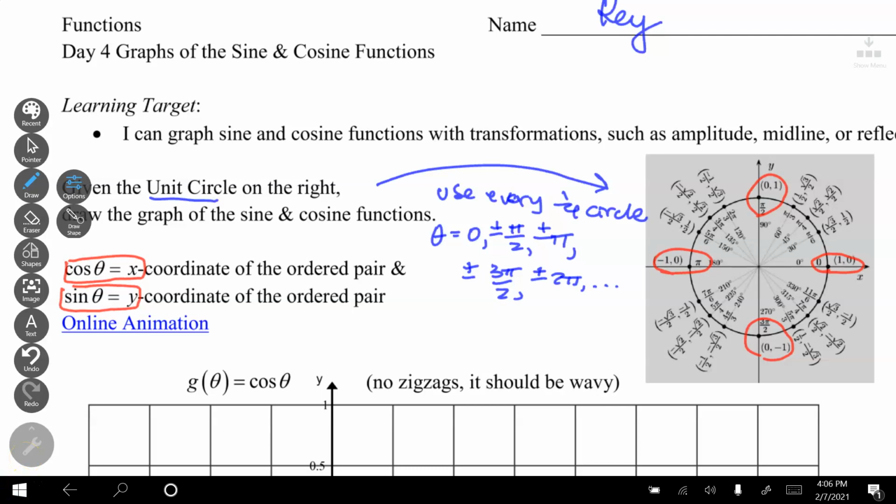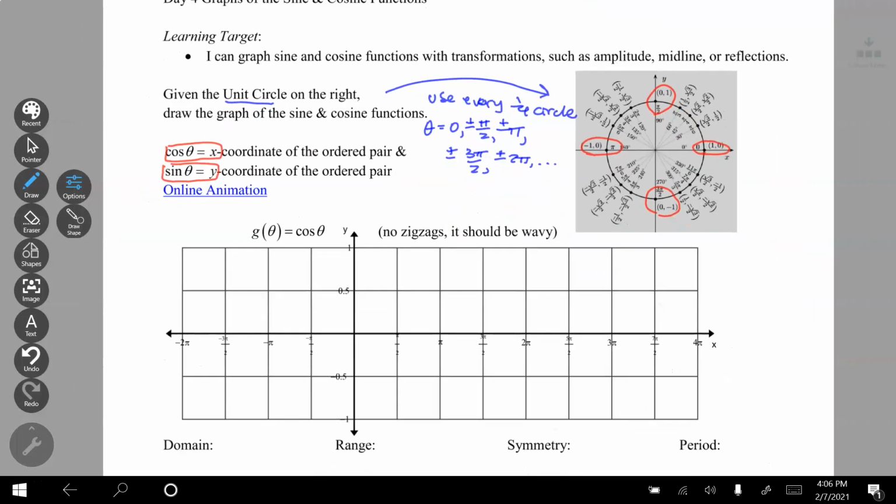If you go to the portal and pull up the notes, the blank notes, you'll see where it says the online animation. You could click on it. You can see how they're drawn on the internet. It's quick and easy. You could do that.